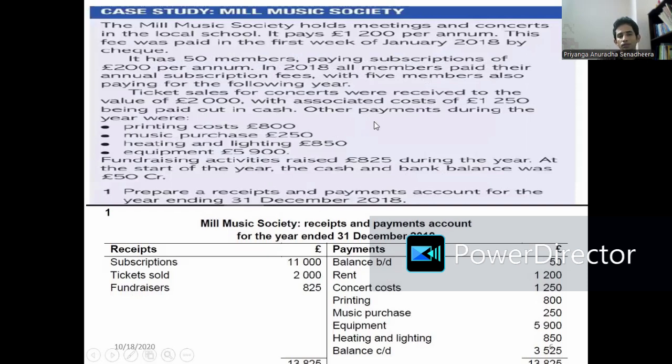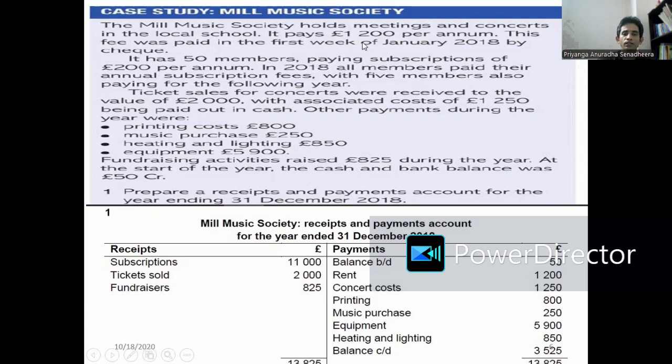The sum is also there with the answer because it's easy for you to see. And when you're writing, you can write Mill Music Society receipts and payment account for the year ended 31st December 2018. This is your debit side, or receipt side, and your payment side is on this side. Now, first of all, we look at how we get the incomes. Receipts this side, sorry.